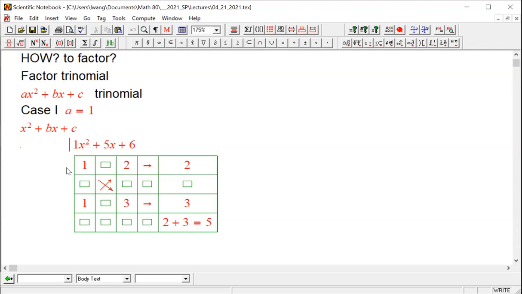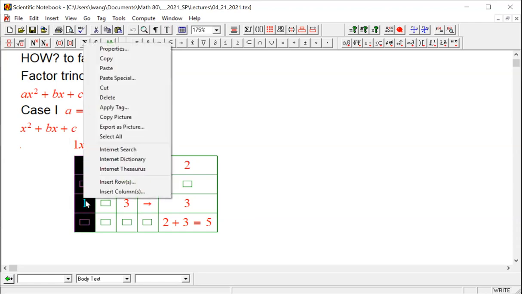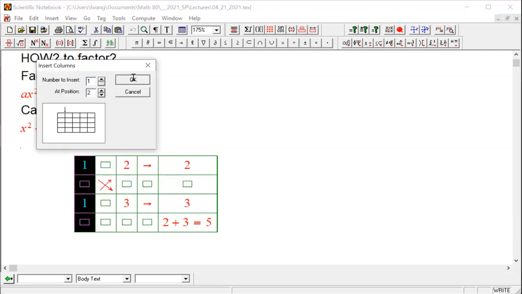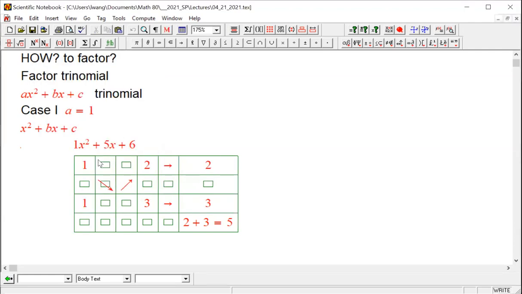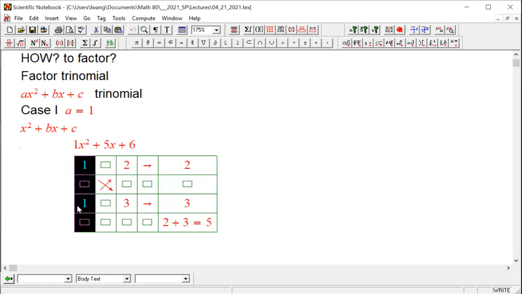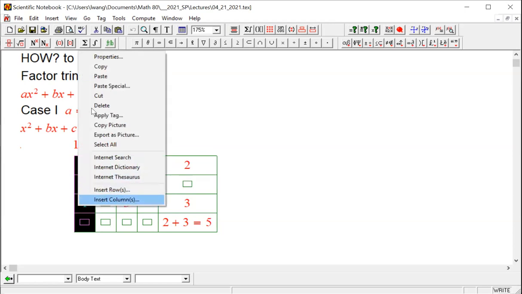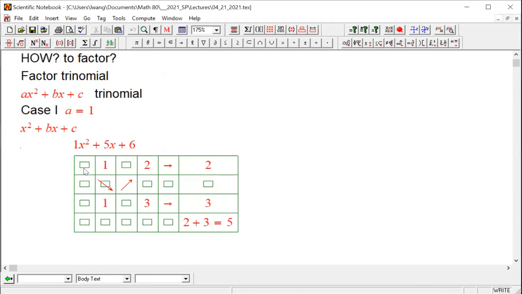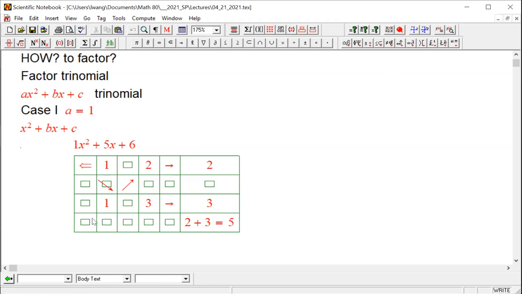Okay, so you see the setup. And next, if we have made such a perfect match, we have found our factors. Wait, that's the wrong place. Delete that. Okay, we have found our 2 factors.